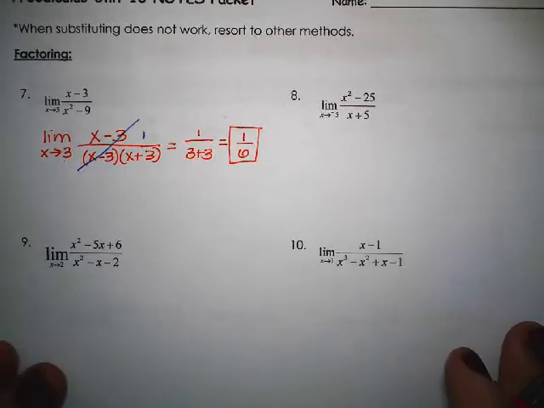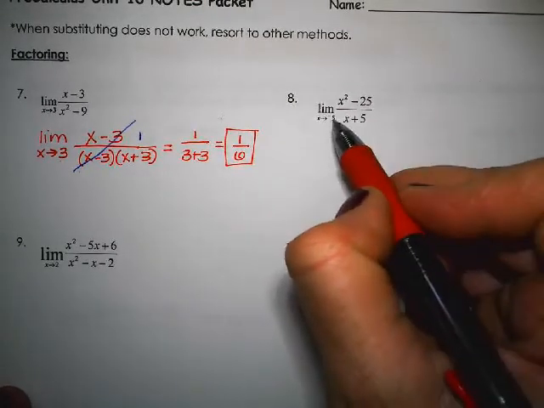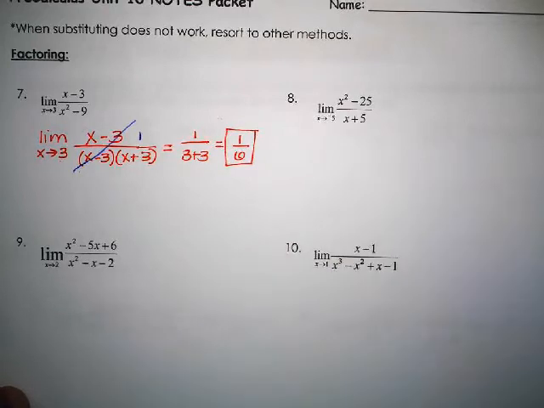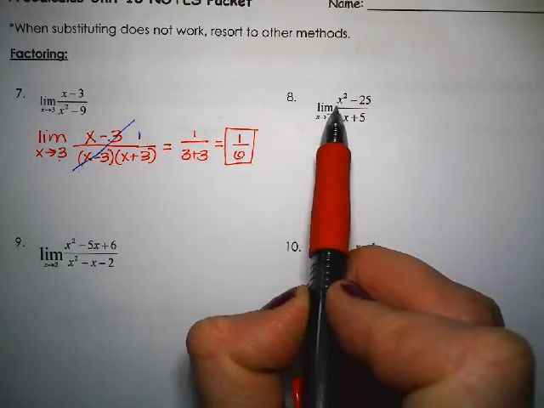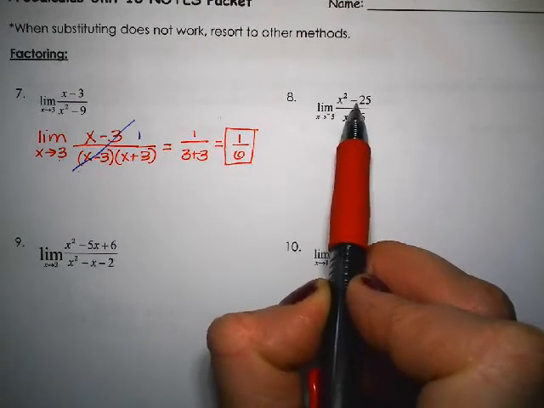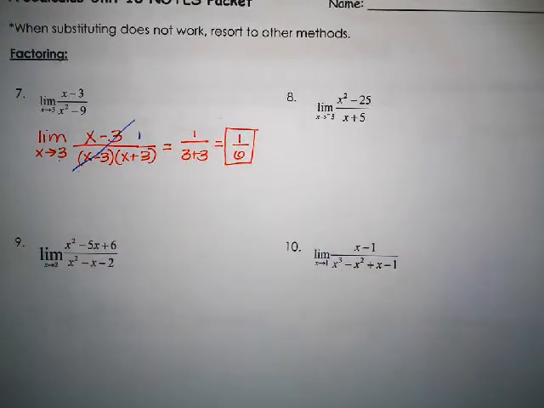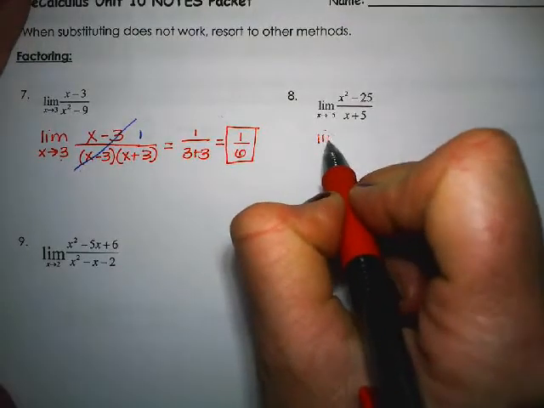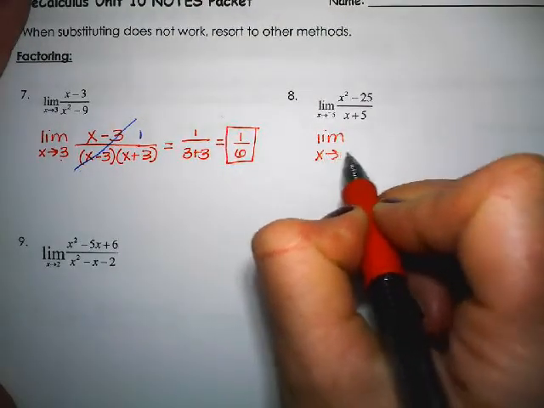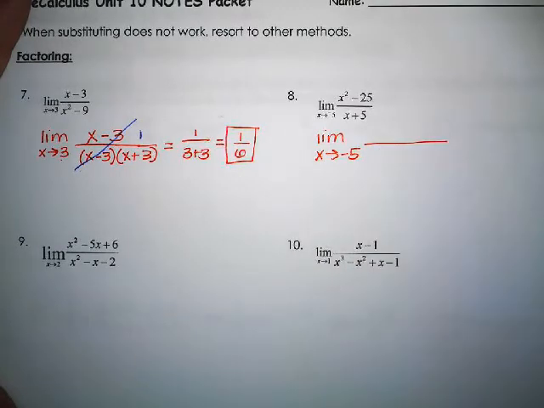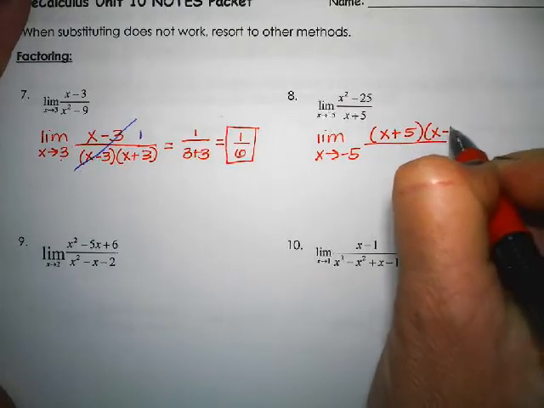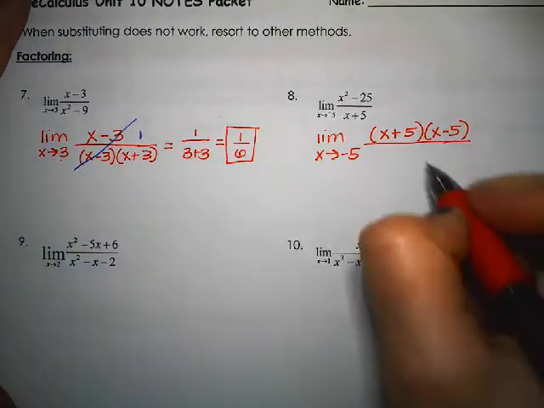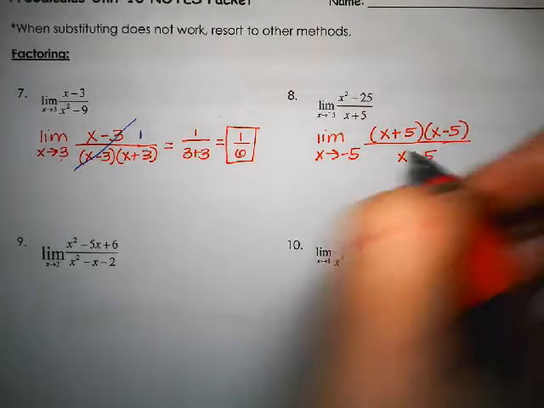Okay, let's look at problem number 8. This says x approaches -5. It's a really small -5, but I'm realizing that if I plug in -5 mentally into the numerator, 25 minus 25 is 0. And if I plug it into the denominator, -5 plus 5 is 0. So I have a problem, so I need to factor. Again, I'm going to recopy the word limit. My numerator factors into x plus 5 times x minus 5. My denominator stays at x plus 5.